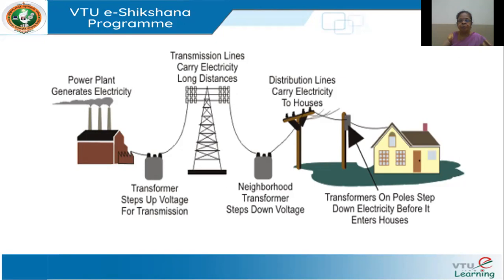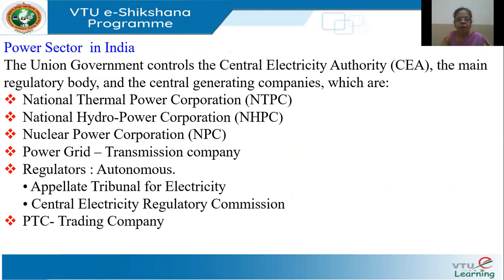Now, let us just briefly see something about India, because we are in India. It is good to know about our Indian power sector. So, our central control is with the Union Government. Okay, it is vested with the Central Electricity Authority. And you have the Ministry of Power. There is a ministry which controls everything. The entire power sector in the country comes under the Ministry of Power. And we have the Central Electricity Authority.